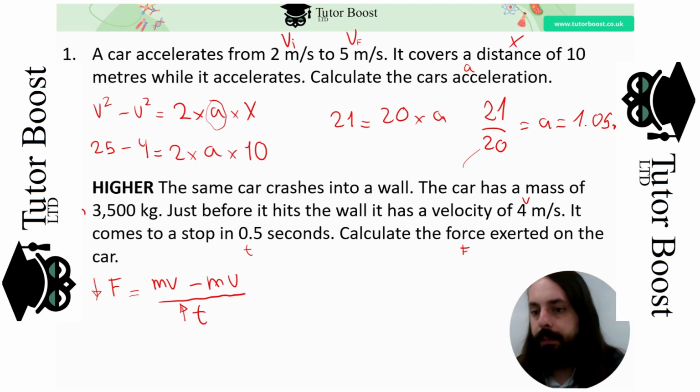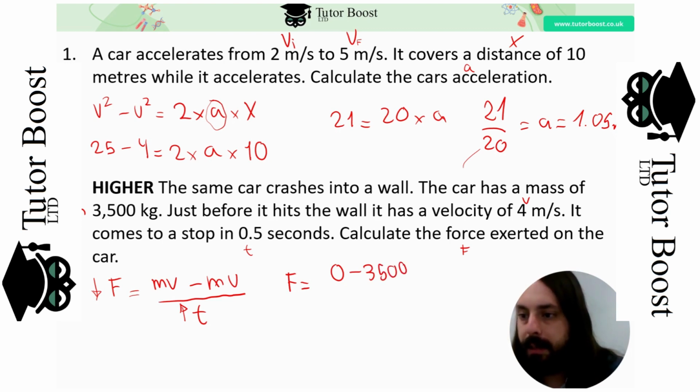So let's have a look. We need to calculate the force. So force is equal to final momentum. What is a final momentum? It's 0, okay? Final momentum is after the collision. The initial momentum just before it hits the wall, it's 3,500 kg, that's the mass, times the velocity, which is 4. And then you need to divide all of this by 0.5 seconds.